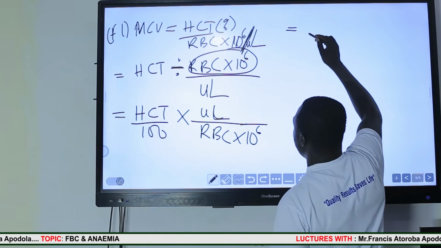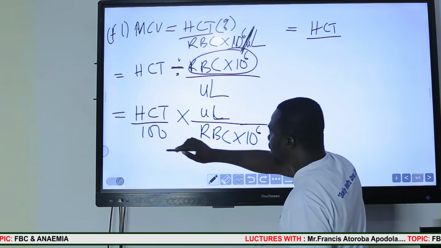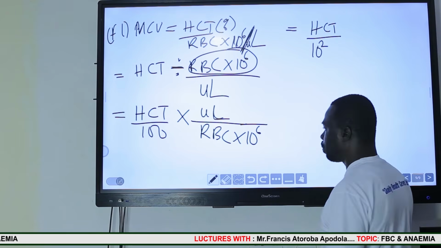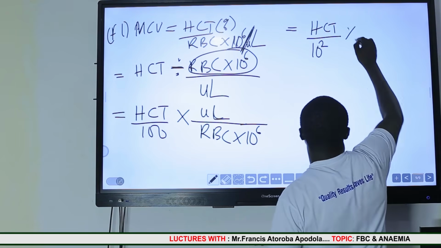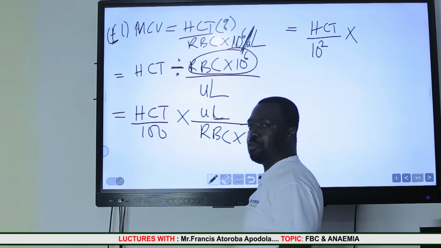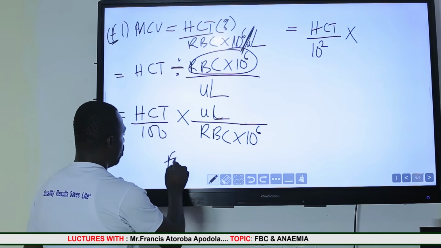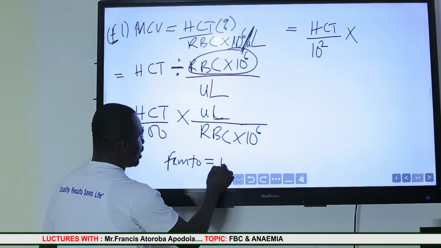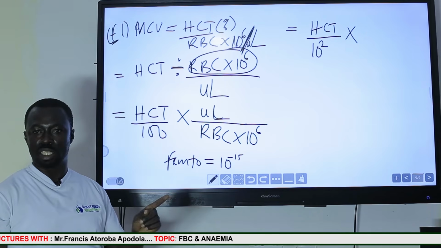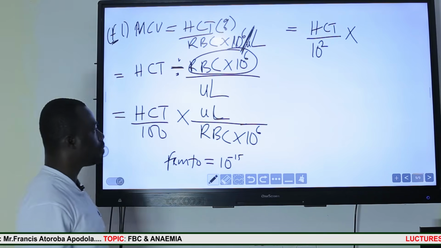Now this is what we will get. We will get hematocrit divided by 100, that is equivalent to 10 to the power 2, times the unit we are having, which is femto. We know femto. What is femto? Femto is 10 to the power negative 15. You know that in physics. Femto means 10 to the power negative 15.